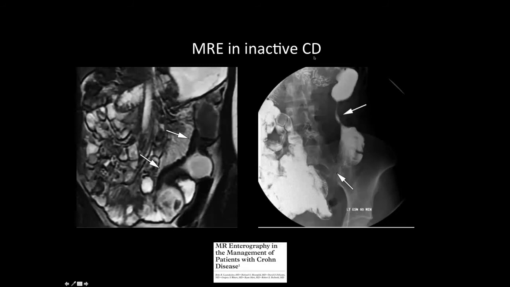So MRE in an inactive Crohn's disease, it's the opposite. It will be a dark signal in T2. So in an active disease, it will be a bright signal in T2 and diffusion. In an inactive disease, it will be a dark signal, and you will probably demonstrate a fibrostenotic stricture.